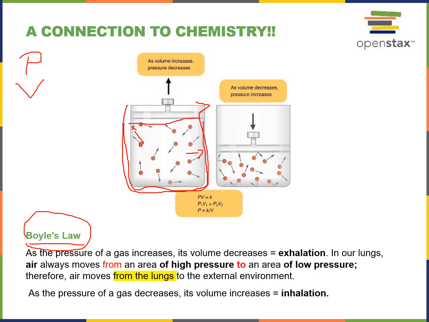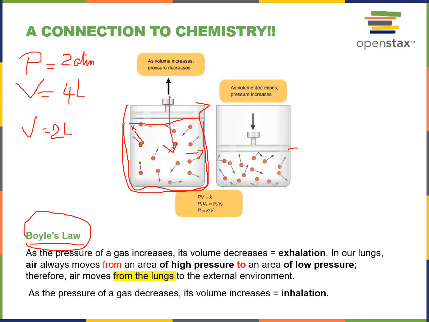So the volume is whatever size the container is. So let's say the volume of this one is 4 liters. The pressure is what's being exerted on the walls of the container. So let's say the pressure is 2 atm. What happens if we press this plunger down? If we do that, we are decreasing the volume. So let's say we have the volume now at 2 liters.